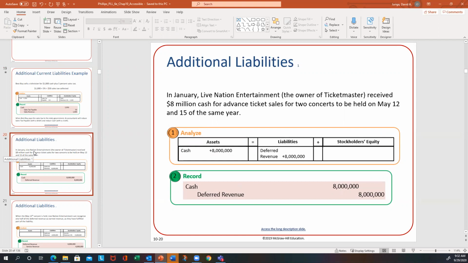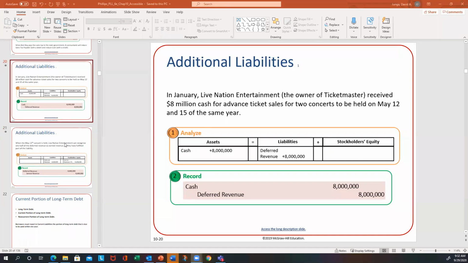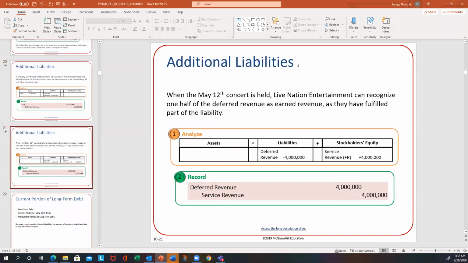And then again, the same thing with these sort of cash advances happens a lot in the entertainment industry and the sports world. Lots of times you get advance ticket sales before you've actually performed the service. And notice you simply debit cash and then credit deferred revenue. And then once you actually start to perform or earn that, you simply debit the deferred revenue and then credit your service revenue. So in this case, they're telling you that they had earned half of that initial amount. And so debit deferred revenue by 4 and then credit your service revenue for $4 million.